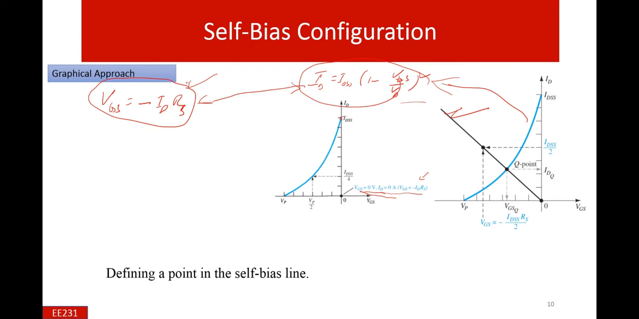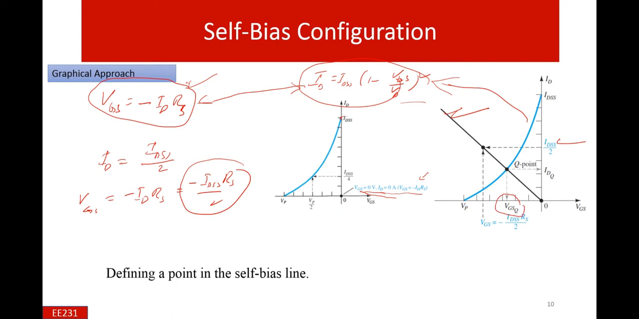And for example, if we find that drain current is equal to IDSS by 2, half of that one, then VGS is equal to minus ID RS, which is equal to minus IDSS RS divided by 2. Say, for example, if we select the point of half current here, then the corresponding voltage is here. So this is the point of that one, and this is the Q point, and we are interested in finding the solution set for these Q points.